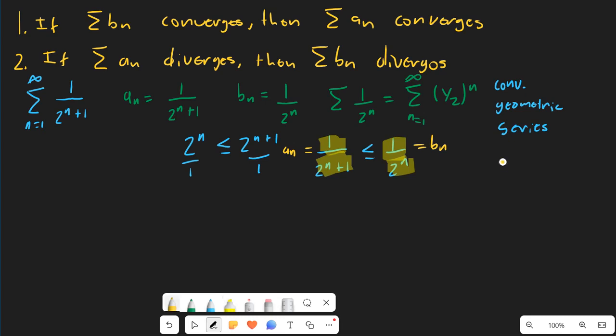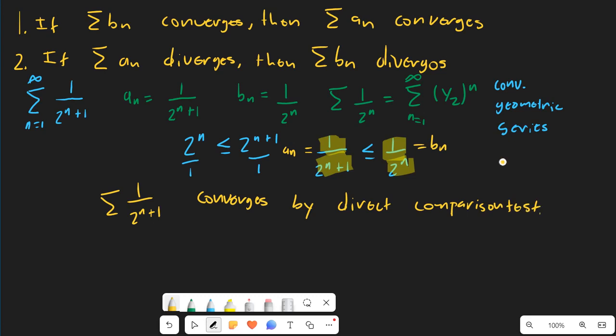So once we've shown those two, we can say that the series of 1 over 2 to the n plus 1 converges by the direct comparison test. Okay. And that's not that bad, really, when you think about it.